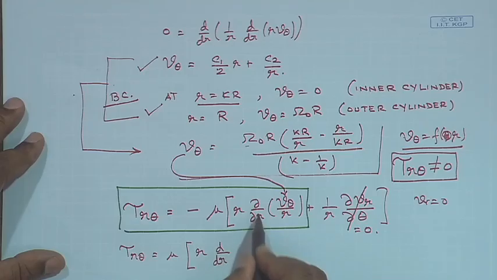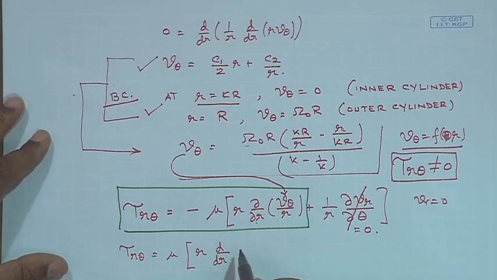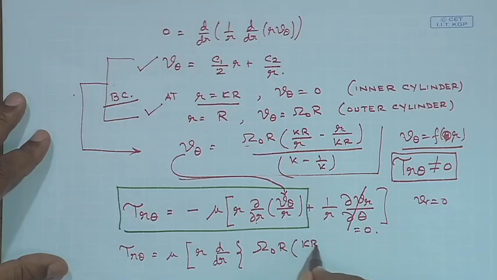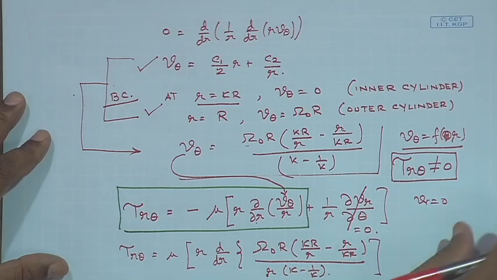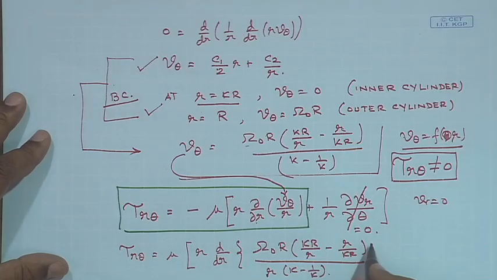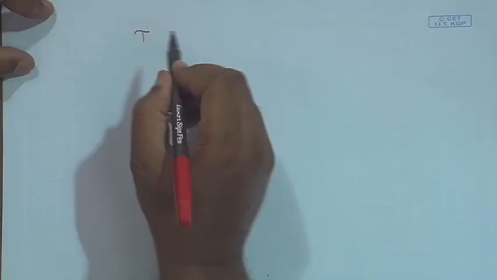No need to use the partial signs, v theta is a function of r only. It's not a function of theta or of z. And then what you get is this expression. Once you do this, I will skip the intermediate steps as they do not require any more understanding.